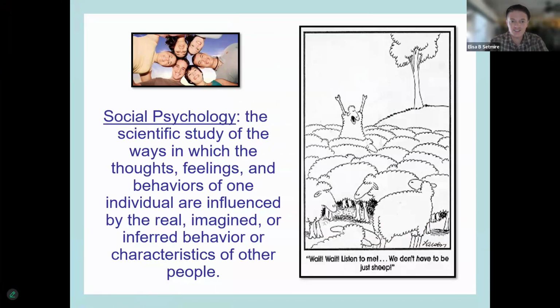This is the scientific study of the ways in which the thoughts, feelings, and behaviors of one person are influenced by the real, imagined, or inferred behavior of other people. So we're looking at the intersections here of how other people influence us and might shape our behaviors, our thoughts, and our feelings. Lots and lots of topics within this perspective, but we'll look at just the big ones as we get into our last chapter.